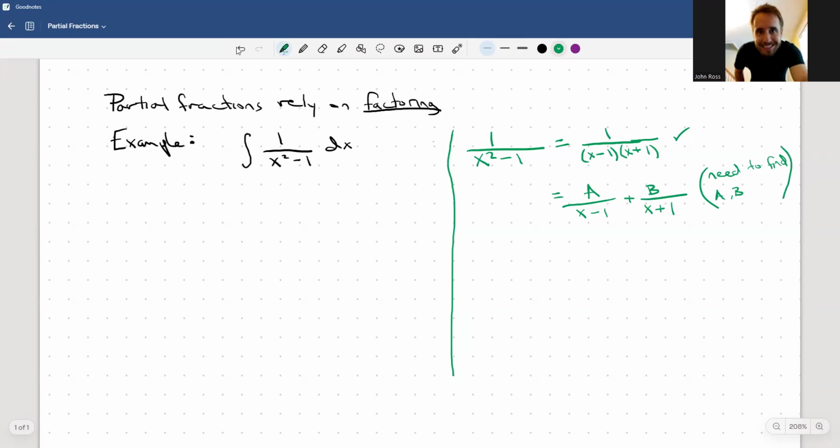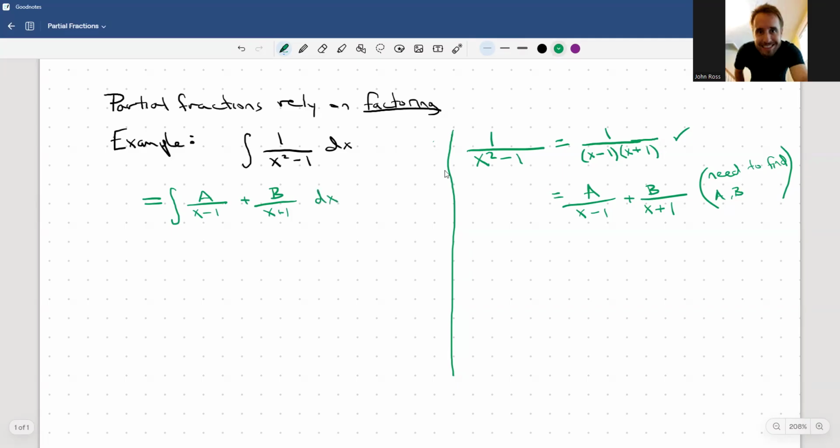But before we go and find those, let me just preview what we're trying to do here. If I can rewrite this expression, the 1 over x squared minus 1, as this rational summation, I could then, jumping back over to my actual work, rewrite this original expression as an integral of some number over x minus 1 plus some other number over x plus 1.